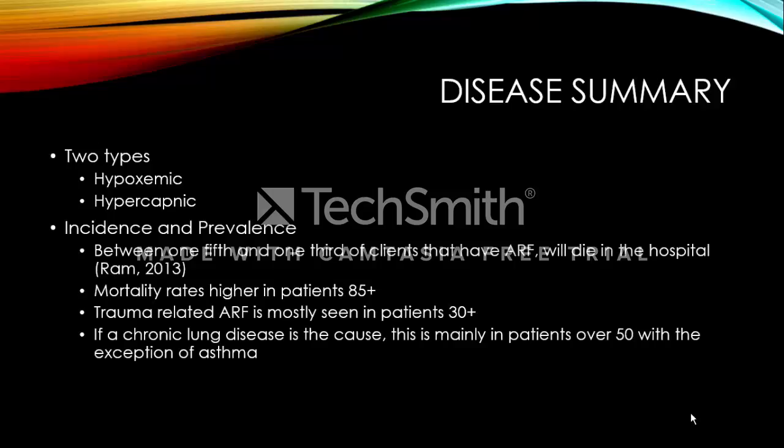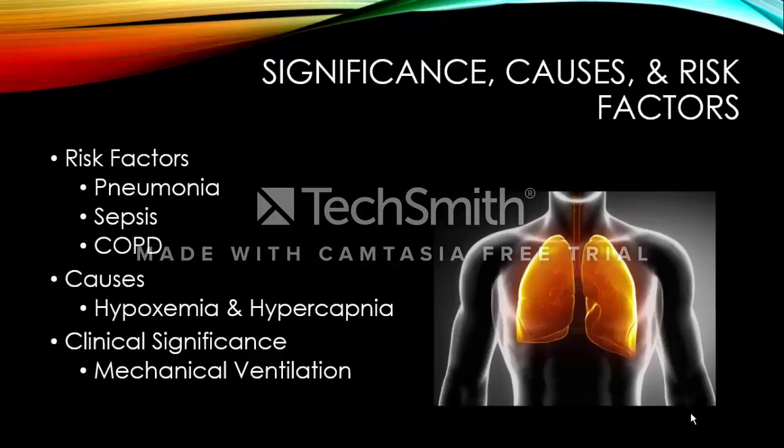Incidence and prevalence. Between 1/5 and 1/3 of clients that have acute respiratory failure will die in the hospital. I consider this to be a fairly high mortality rate, and mortality rates get even higher in patients that are 85 and older. Trauma-related acute respiratory failure is mostly seen in patients 30 or older. If a chronic lung disease is the cause, this is mainly in patients over 50 with the exception of asthma. With patients with asthma, the age group that acute respiratory failure is more prevalent in is 5 to 17 years old. There are many risk factors for acute respiratory failure, such as pneumonia, sepsis, and COPD.